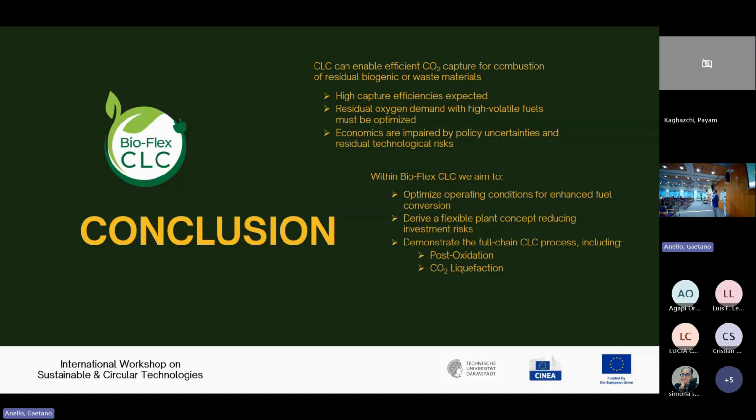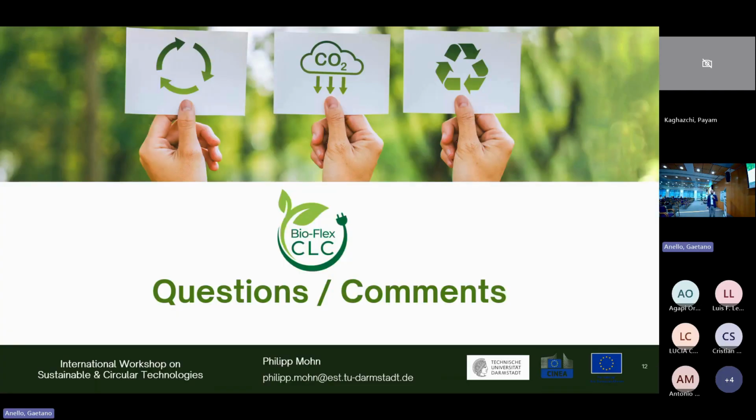So let me briefly conclude. Chemical looping combustion, at least from our perspective, seems like a good candidate for the combustion of residual biogenic or waste materials. We can expect quite high carbon capture efficiencies, but the oxygen demand is something we have to address in our next work. And also this investment risk, an important thing, which is also addressed within our work in Bioflex CLC. So this is it from my side. I'm looking forward to your questions or comments.